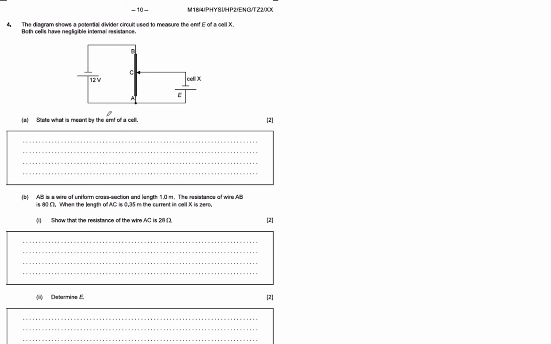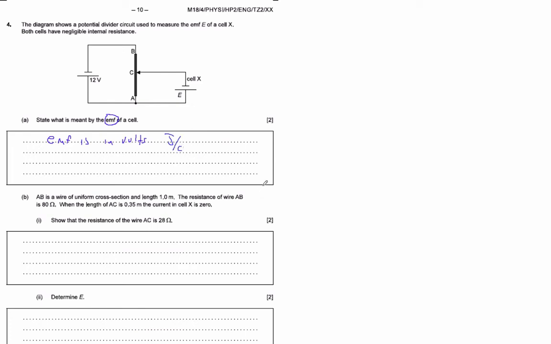State what's meant by the EMF of a cell. I think I missed a mark on this one. It's like these definitions. Is it important? But anyway, this is what they're looking for. EMF is like voltage, so the EMF is in volts. Remember, a volt is a joule per coulomb.